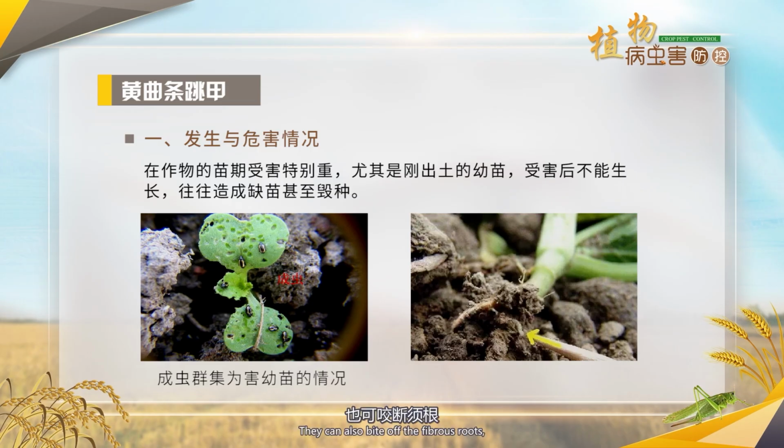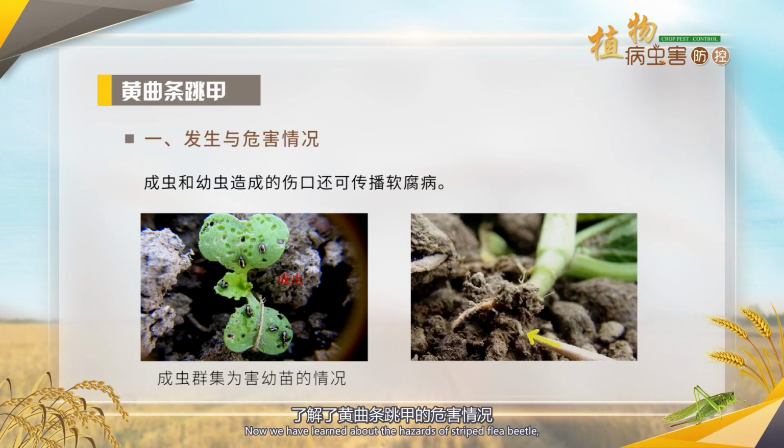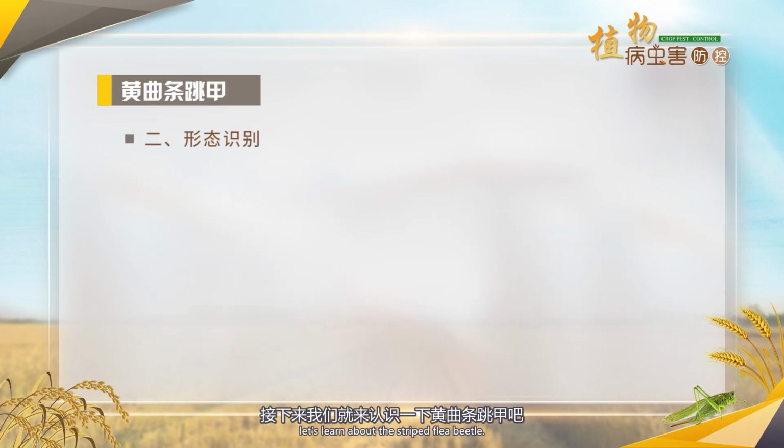They can also bite off the fibrous roots, resulting in yellowing or even withering and death of some above-ground leaves from inside to outside, affecting seedling alignment. In addition, the wounds caused by adults and the larvae can also spread soft rot. Now we have learned about the hazards of striped flea beetle. Let's learn about the morphology of the striped flea beetle.